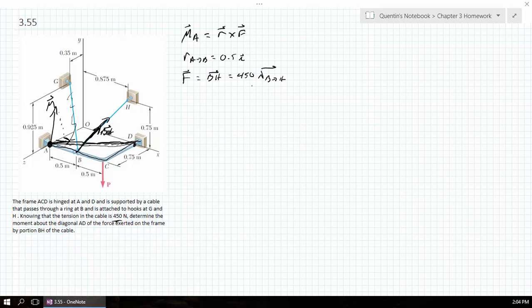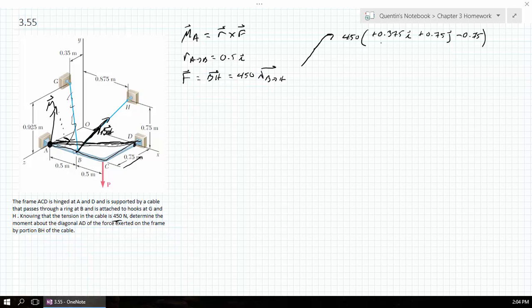Okay, so I'm going to come up here and do it here. You have 450 times, from B to H, in the x direction you're going from 0.5 to 0.875, so plus 0.375 in the i direction. In the y direction, you're going plus 0.75 in the j, and in the k, you're going minus 0.75. You're going back this direction, 0.75.